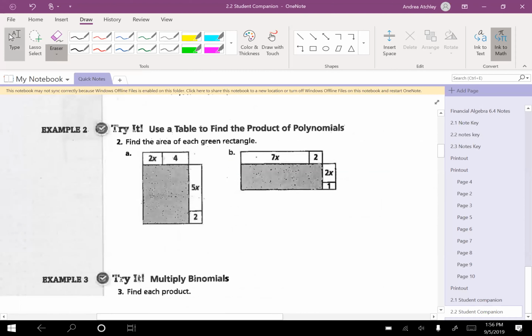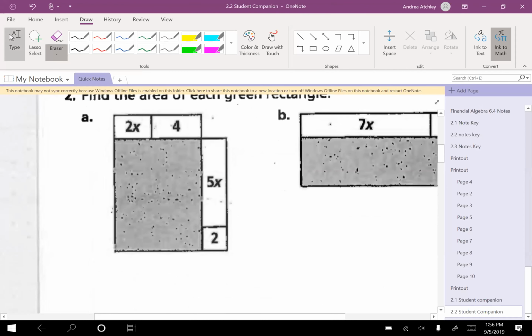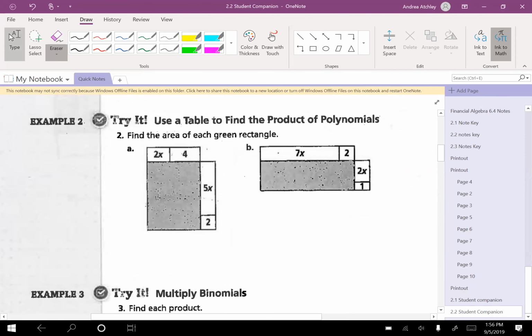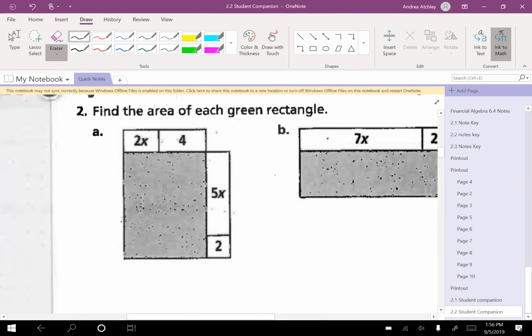Okay, now we're going to multiply two binomials together using the area model. It says find the area of the green rectangle. I don't know why it's called green, because on your page it's blue, and on my page it's gray. But maybe in the book it's green, I don't know.